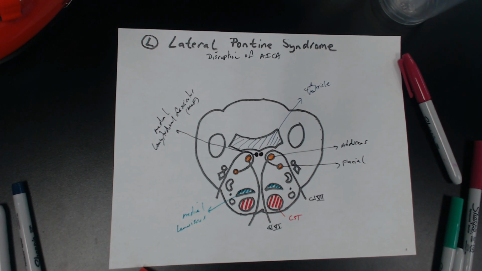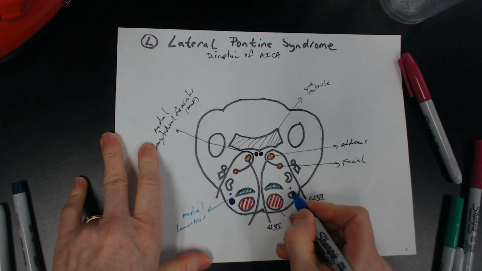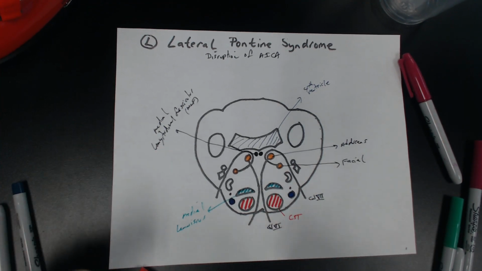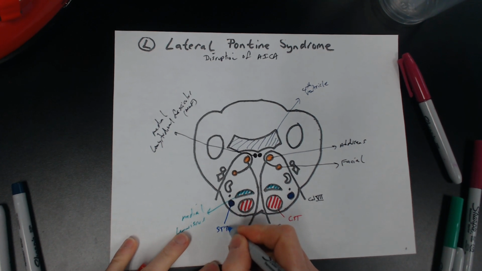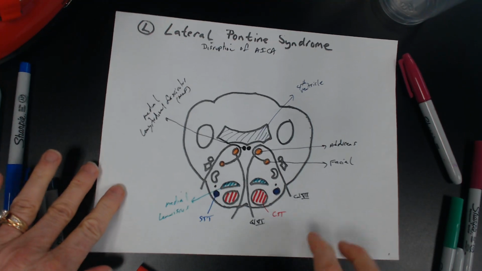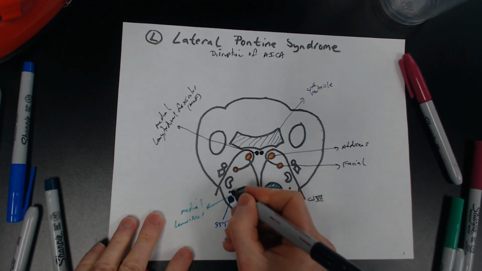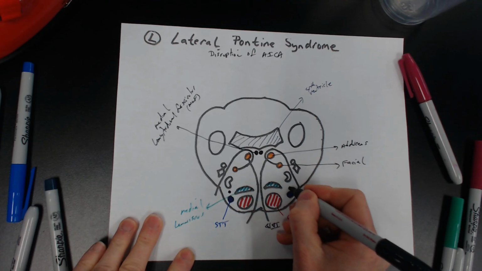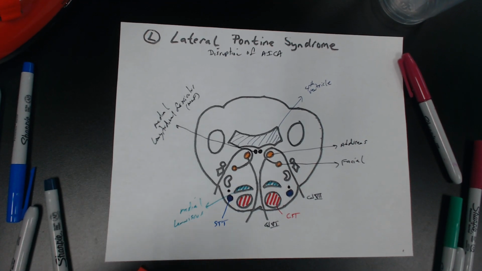Moving a little bit more laterally, we have this tract responsible for crude touch, pain, and temperature sensation. That's going to be your STT. Usually hanging around with your STT, there's another small little tract, disruption of which causes Horner's. That's your sympathetic tract.